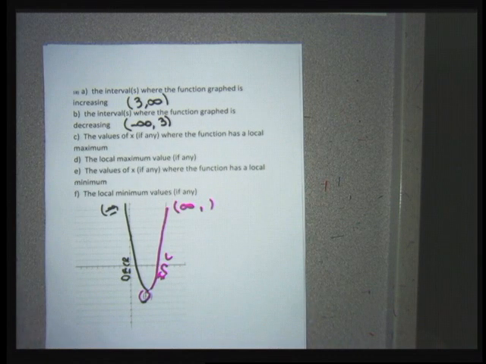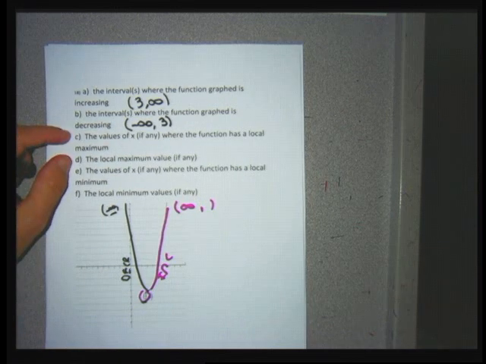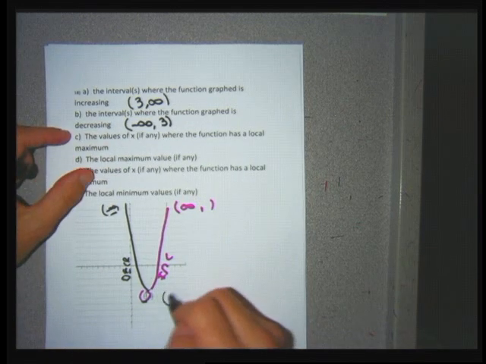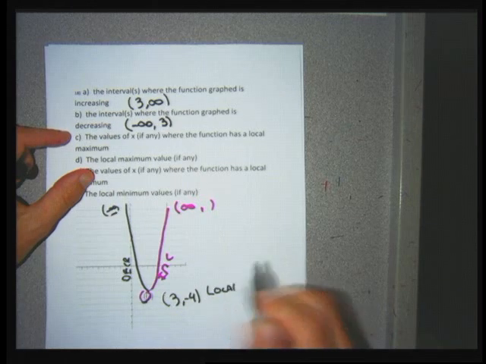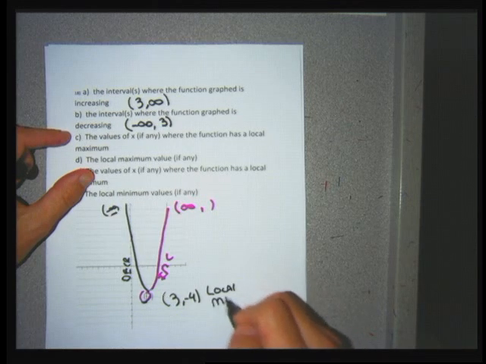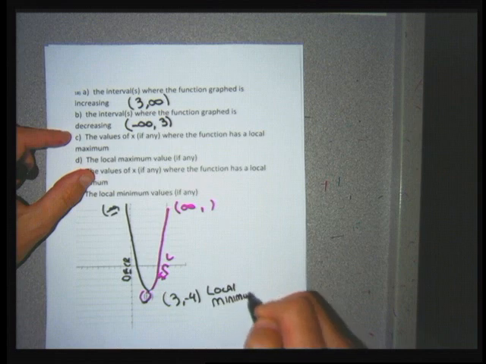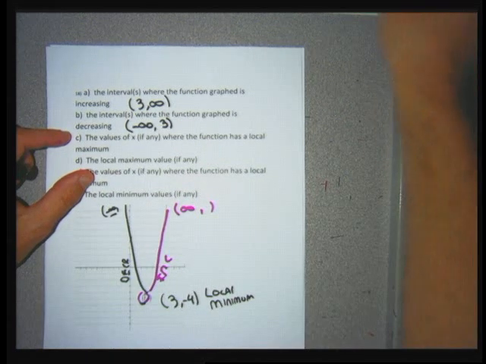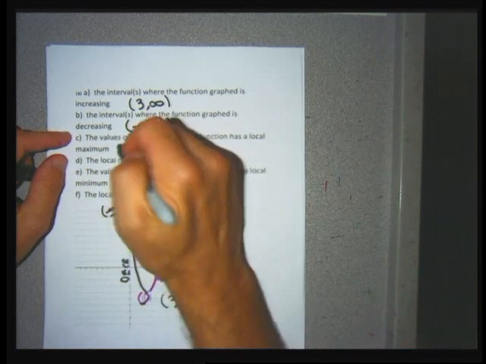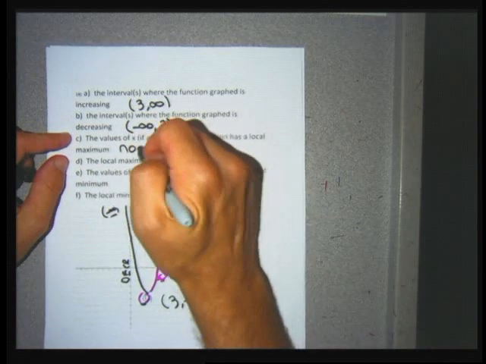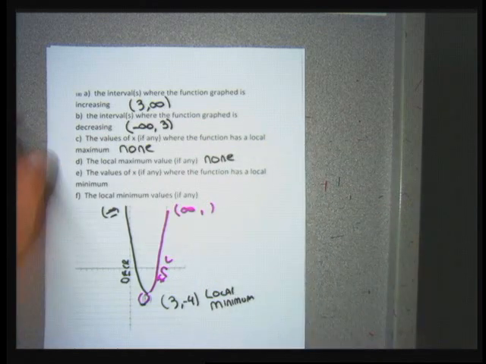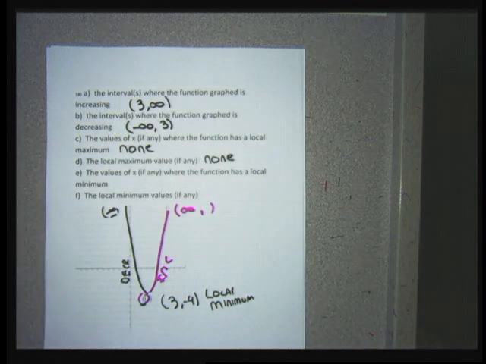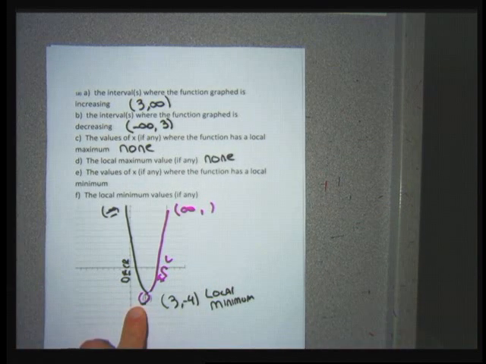For C, there is no high hump. This spot right here, this point (3, -4), it's a valley. This is a local minimum. There isn't any high spot like there were in the last graph, so there is no value of x that gives me a local maximum. So for both part C and part D, I'm going to write none, because there aren't any peaks. There's just a valley, and a valley is a local minimum.